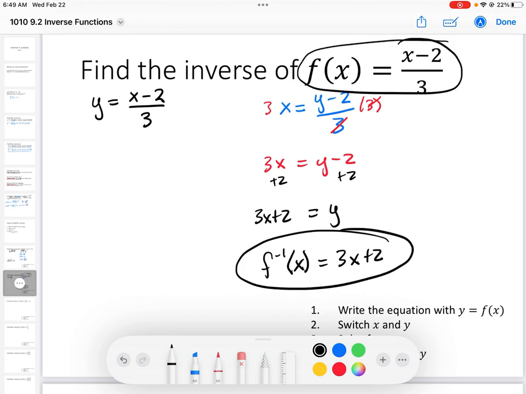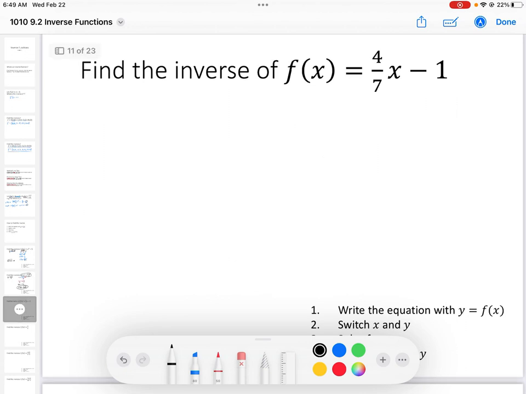And if you want to, you could try composing these two functions to see if you end up with x when you compose them. But it's also pretty easy to see that this will undo the function, because if you take a number and subtract 2 and divide by 3, if you take that result and multiply by 3 and then add 2, you'll get back to what you started with. And so that's the inverse of a function like this one.